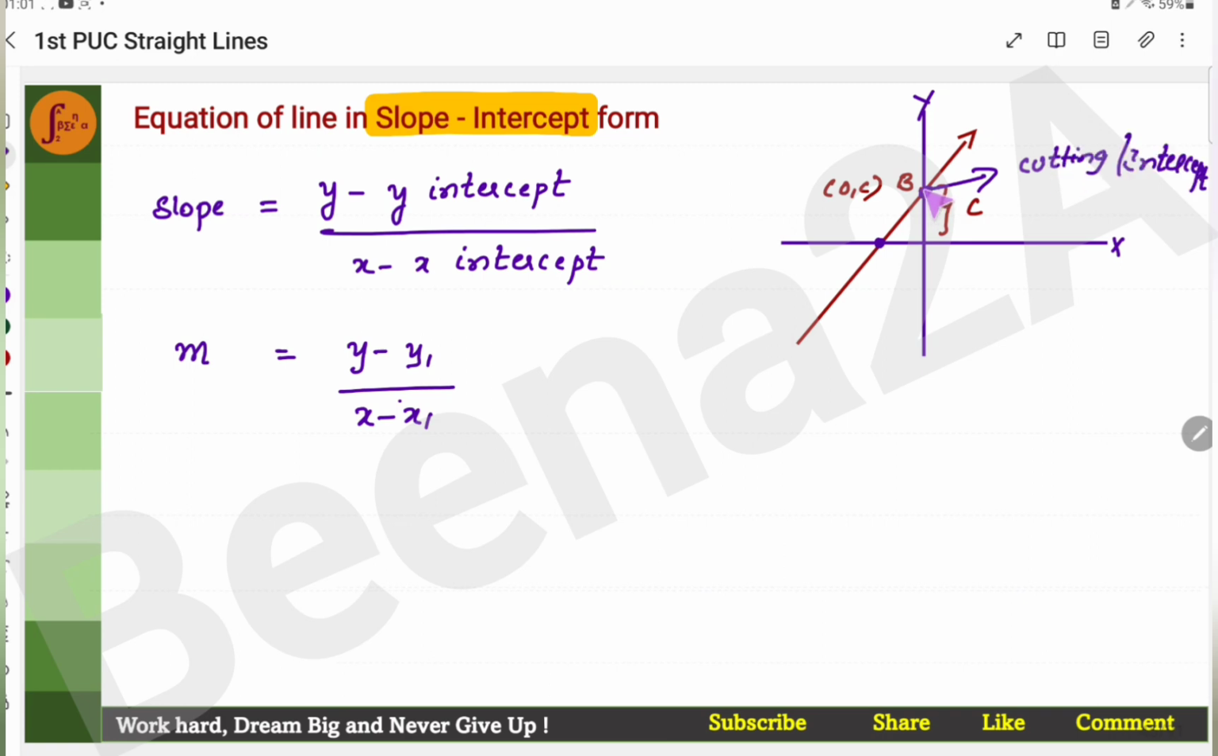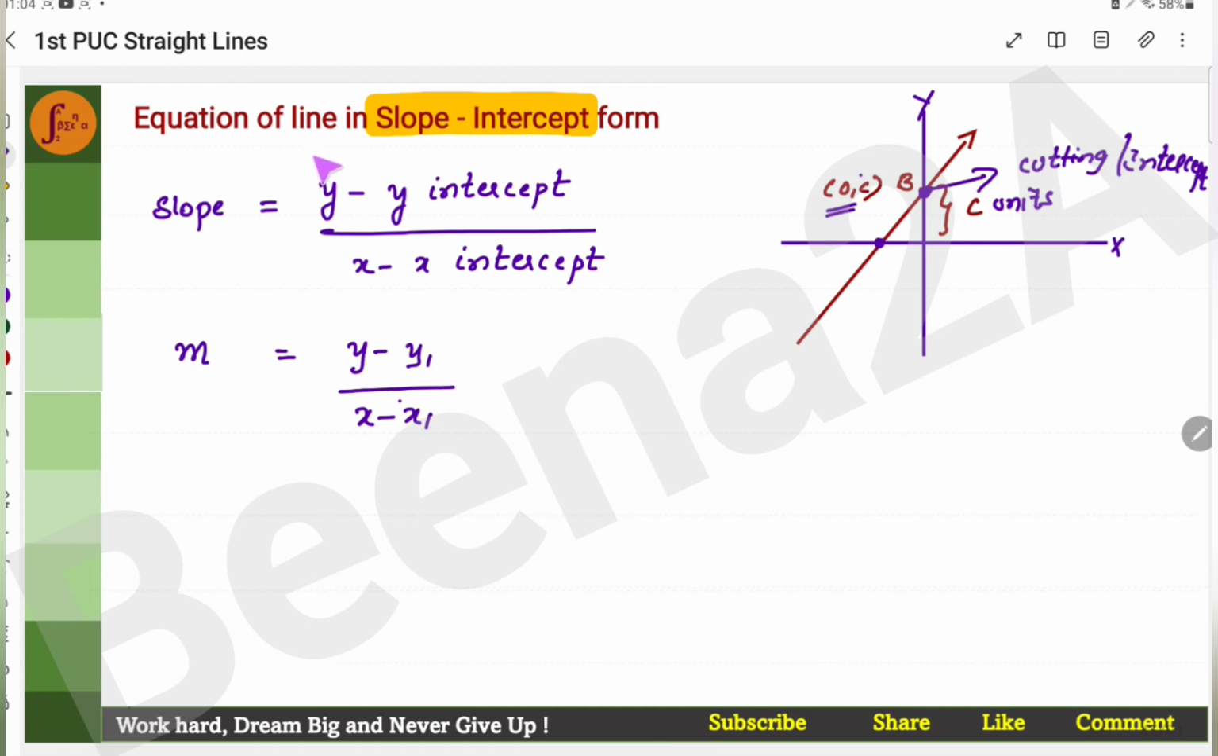What is the value of that y coordinate? Say we assume it to be c. That is at a distance of c units from the x-axis. At this distance, the line is cutting the y-axis. So the coordinate would be 0, c, right? There is no x coordinate here. It's only the y value. So y is c.